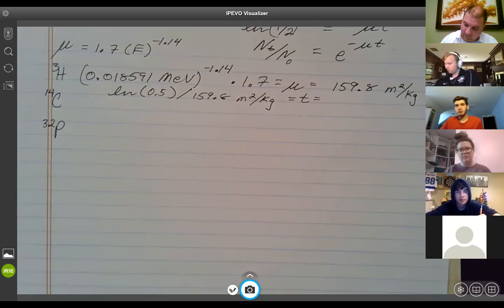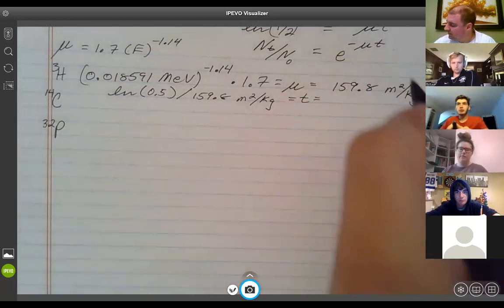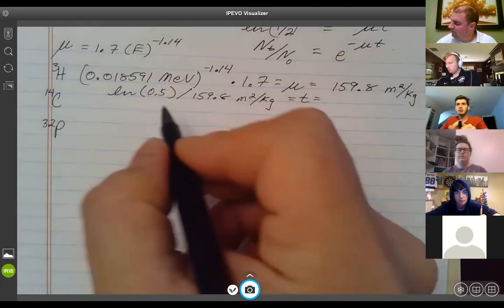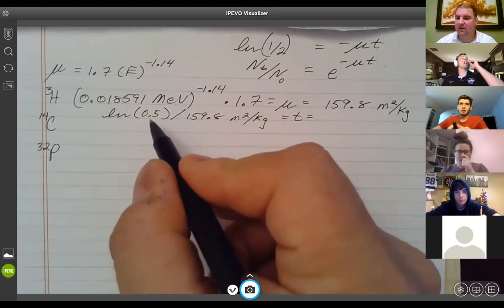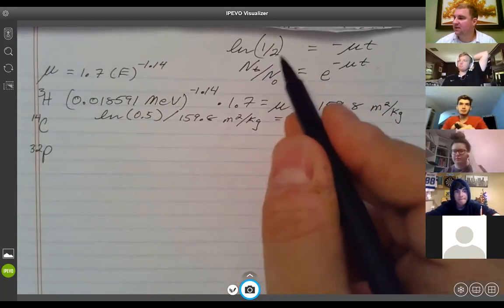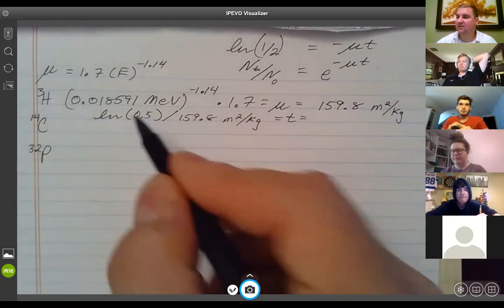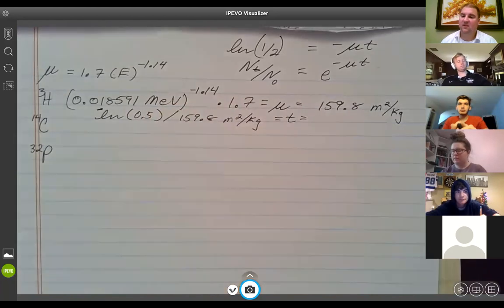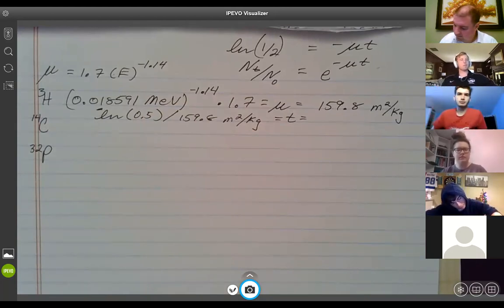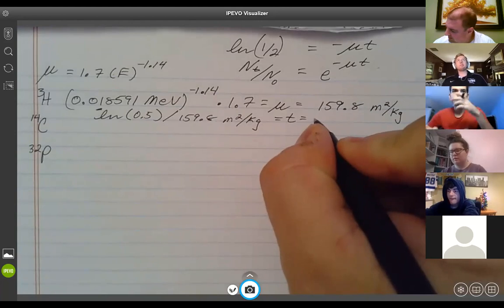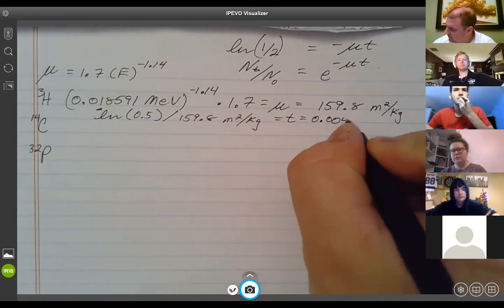Where did the minus sign go? Good point. When you divide by the mu, the natural log of 1/2 is actually going to be negative 0.693, right? So this natural log, that negative cancels out with it. So I'm just going to move it over here. Make that negative natural log of 0.5, okay? Got it, thank you. So this T is a pretty small number, 0.00434.